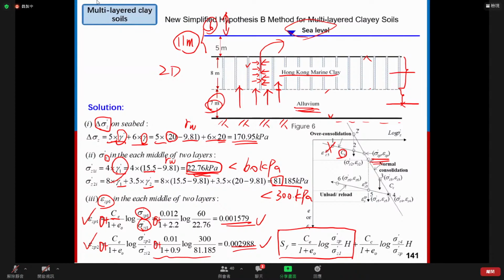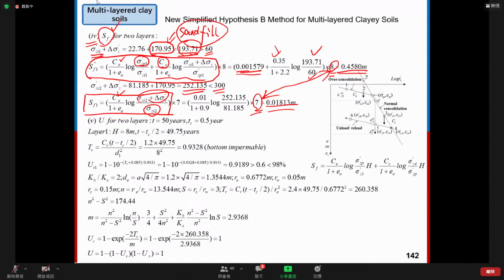Yes, because we use the middle point stress state to represent the whole layer as an average value. We get the strain for the whole layer, the average strain, then multiply the thickness of this layer. For alluvium, it's 7. For Hong Kong marine clay, it's 8. So actually, all the strain we calculate here in this bracket, we can call it average strain. Then we multiply the total thickness.